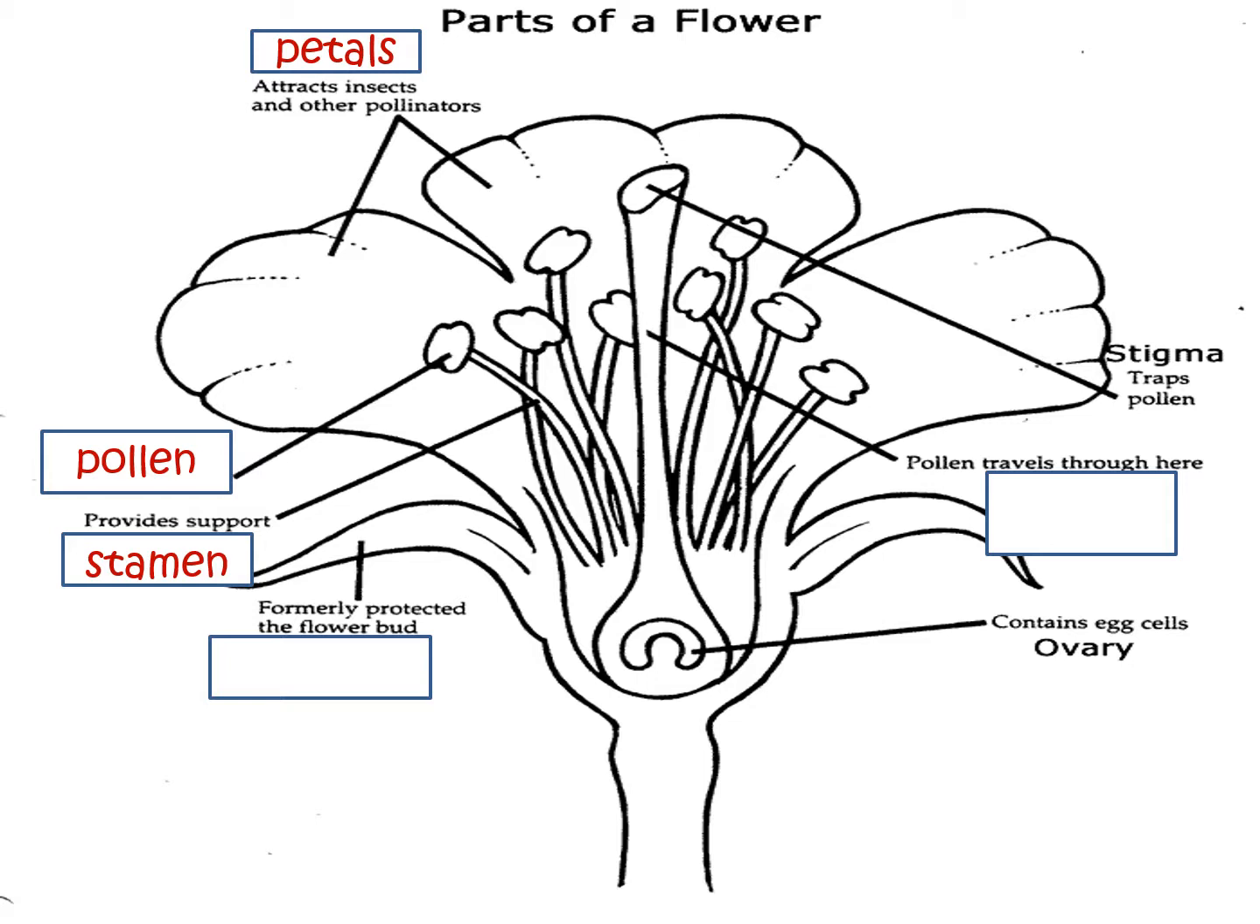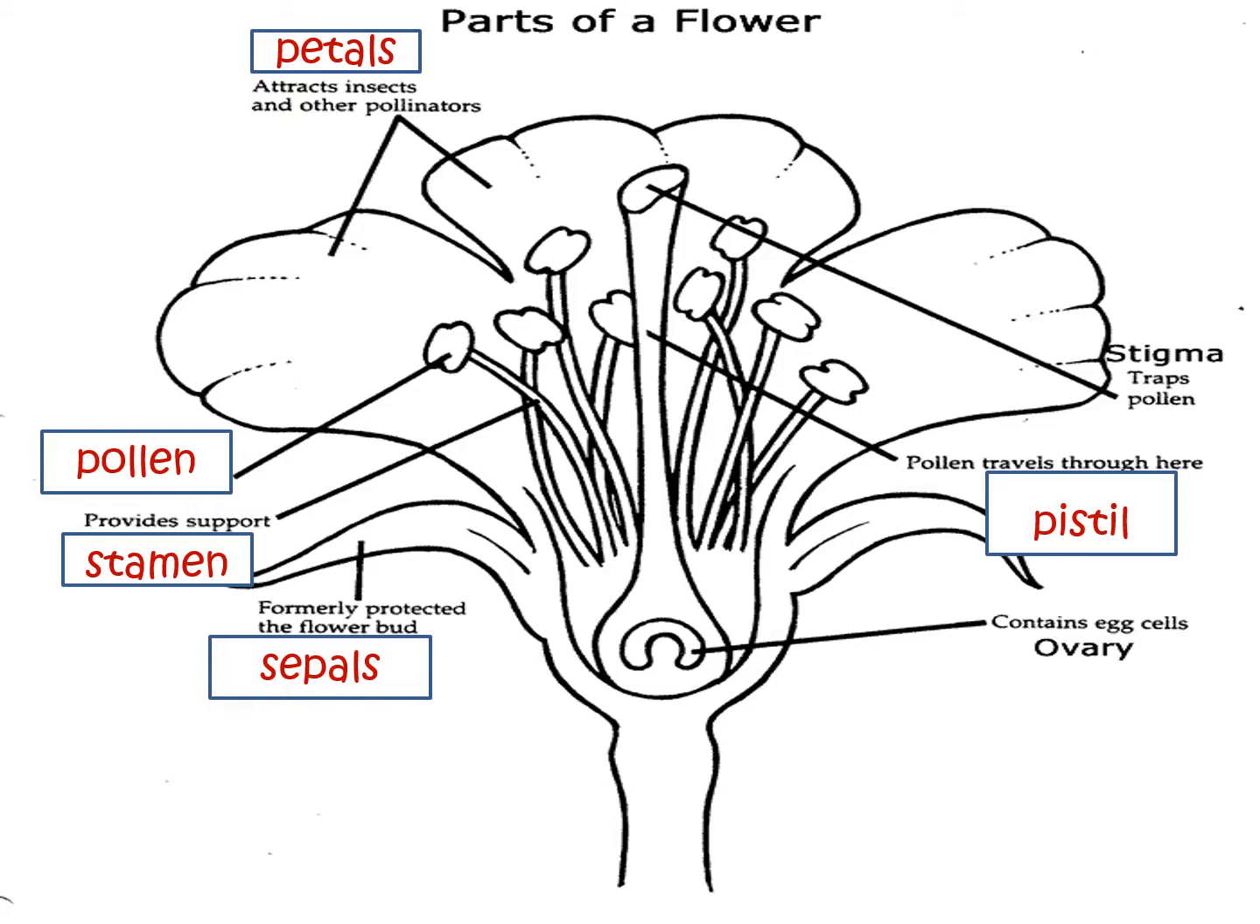The stamen provides support. The sepals are another part of the flower we learned about today. Sepals protected the flower bud before the flower opened up. Lastly, we talked about the pistil. Pollen travels through the pistil on its way out of the plant.